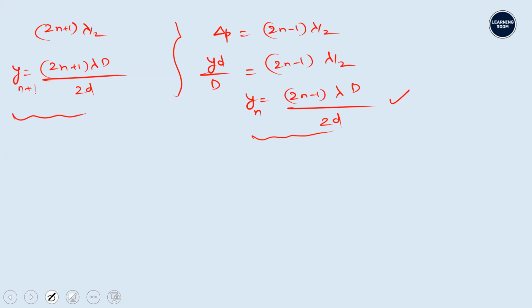That gives the correct answer. How? You substitute n is equal to -1, and the left hand side will become y naught. So you have to understand.